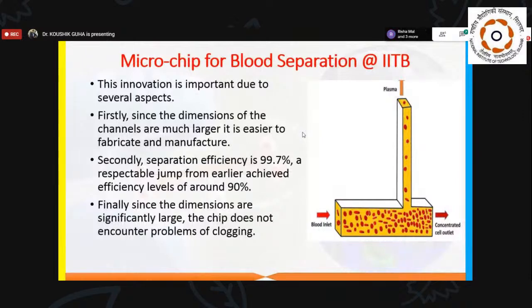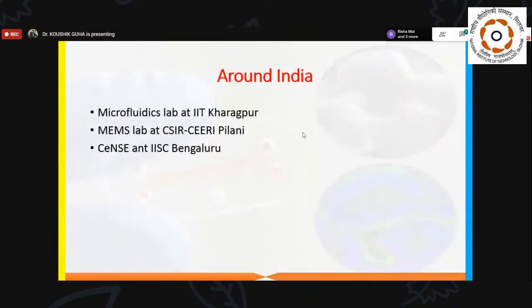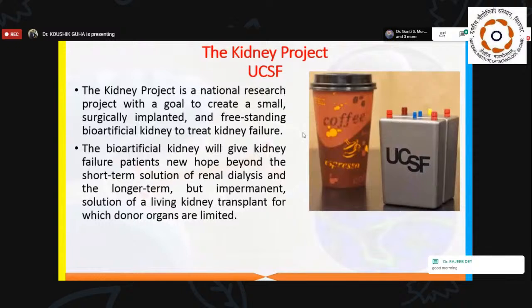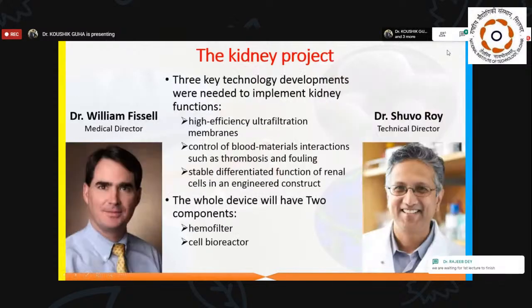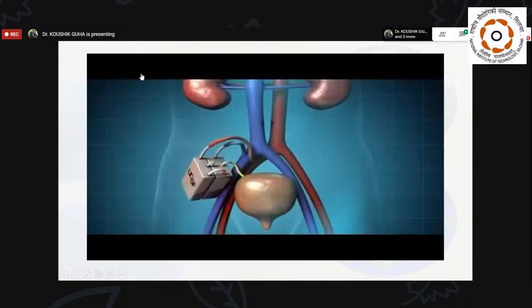These are some Indian scenarios, where IIT Bombay is doing a microchip for blood separation. Then the kidney project, what I told you, at the University of California, they have made a coffee-cup-like device. This is Dr. Subora, technical director, who is working a lot with Dr. William, who is a medical director. Both of them are developing the kidney project, and they have done a lot of work in this domain. So this is their device. It will look like this.